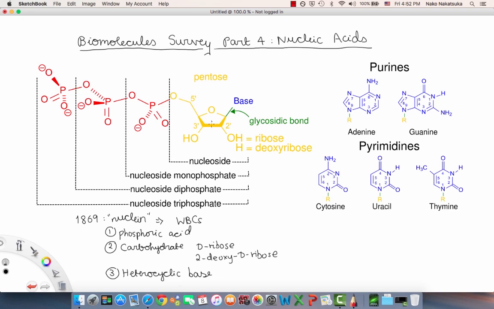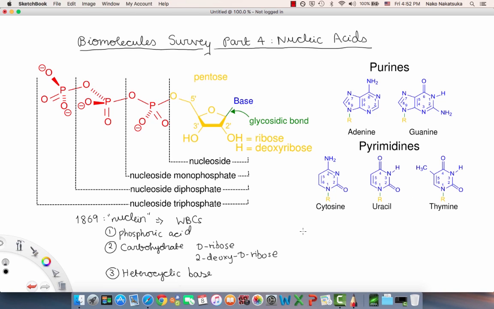Basically, they found that there were three components of this nuclein: the phosphoric acid groups, the sugar, which was either a ribose or deoxyribose, and finally a base. The base took the form of either purines, such as adenine and guanine, or pyrimidines with only one cyclic ring, such as cytosine, uracil, and thymine.